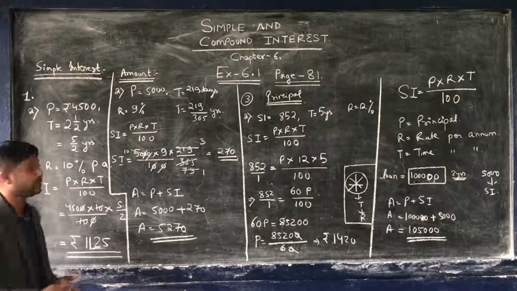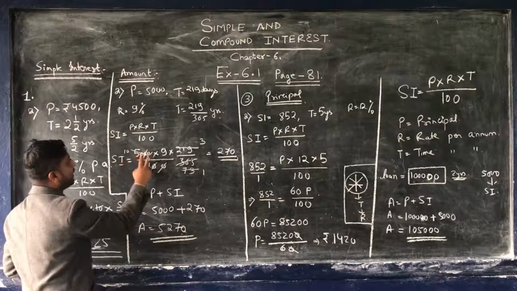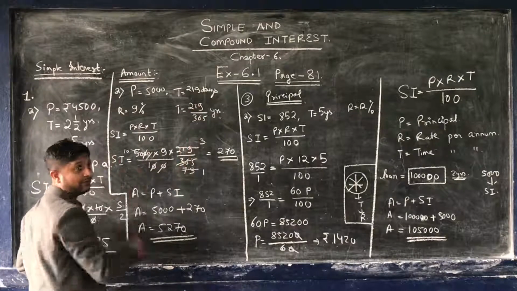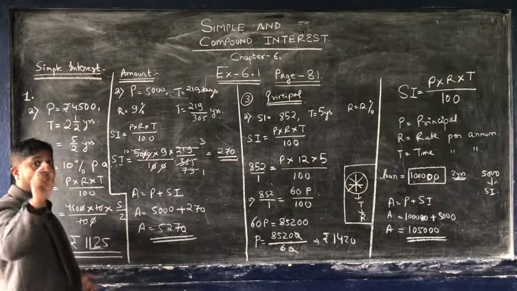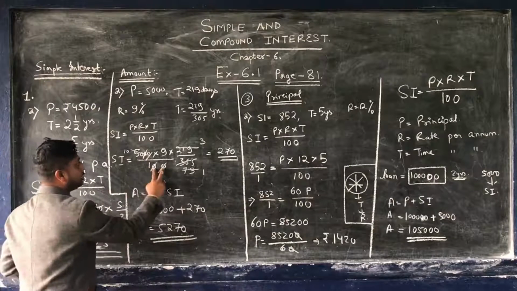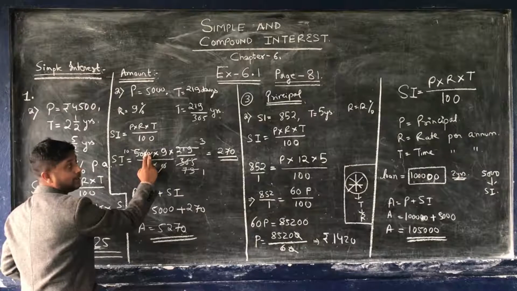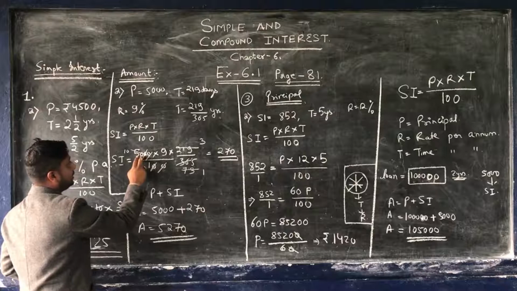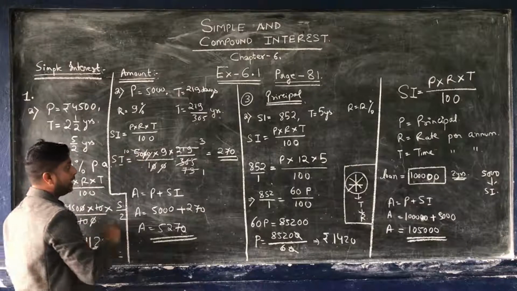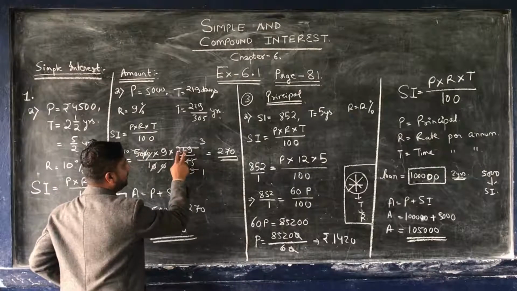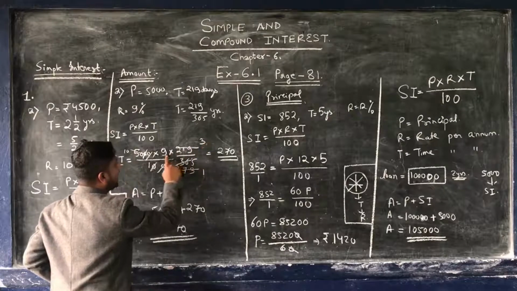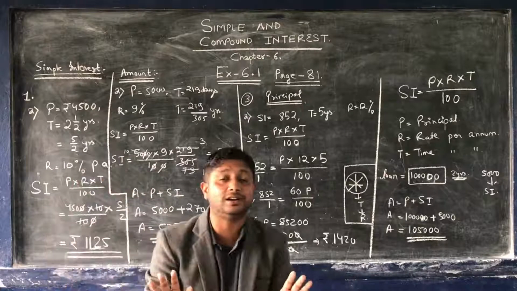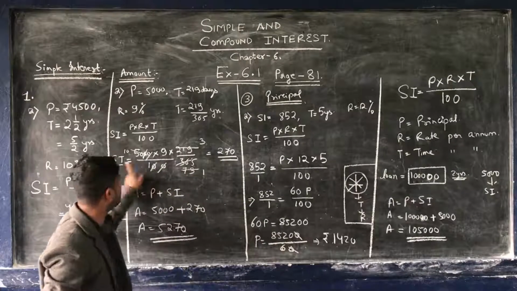Now substitute the values. SI equals principal is 5,000 into rate is 9 into time is 219 by 365 divided by 100. Now you see what has happened. These two zeros and these two zeros are struck out. I have cancelled: 5 73s are 365, 5 10s are 50, and then 73 3s are 219, 9 3s are 27 into 10, 270. 270 is not the answer. Class 8, 270 is the simple interest.